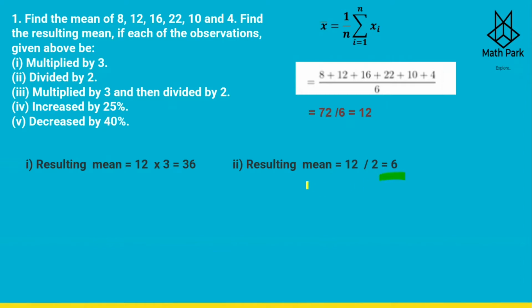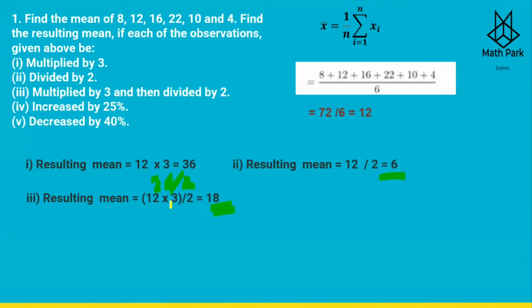And the third case, if each observation is multiplied by 3 and then divided by 2. So multiplied by 3, 12 times 3, you get 36. And 36 divided by 2, you get 18. So the resulting mean is going to be 18.